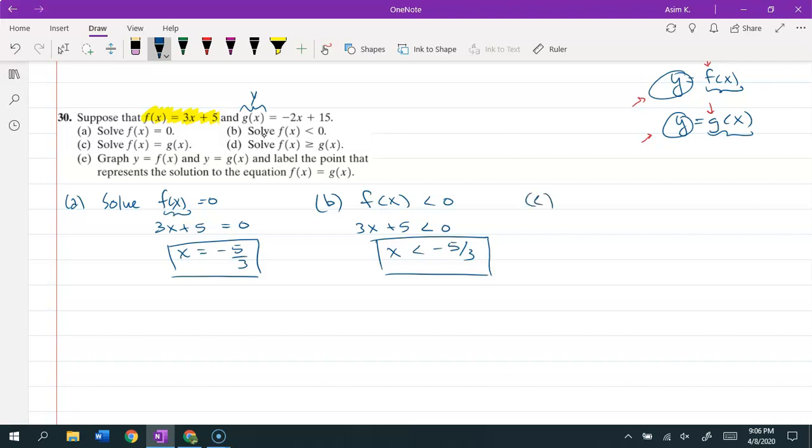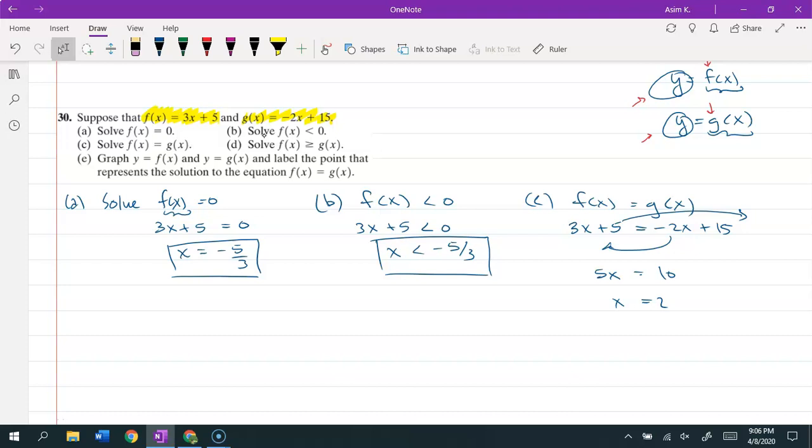Now letter C, it says solve f of x is equal to g of x. These are just instructions, all right? So you go ahead and you take g of x this time. So here is your g of x, and you set it equal to your f of x, all right? So take the equation for f of x, which is 3x plus 5, and take the equation for g of x, which is negative 2x plus 15, and set them equal and solve them. So I'll bring the negative 2x over here. I'll bring the 5 over there. So you'll have 5x is equal to 10 and x is equal to 2.